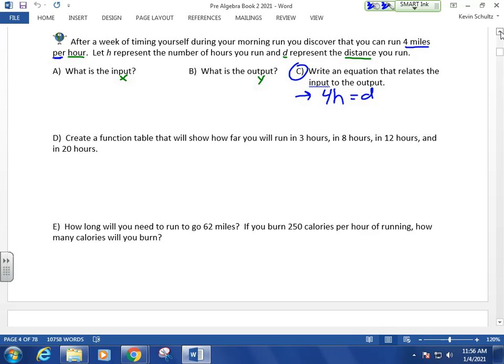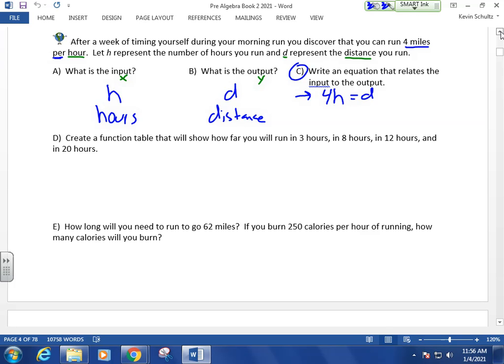And so when we look at this, what's our input, what's our output? What are we going to be plugging in? What are we going to be testing? And what are we going to get out of it? Our input is h for hours. Our output is d for distance.